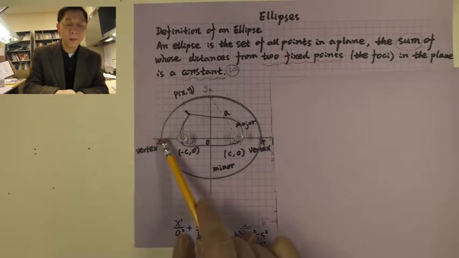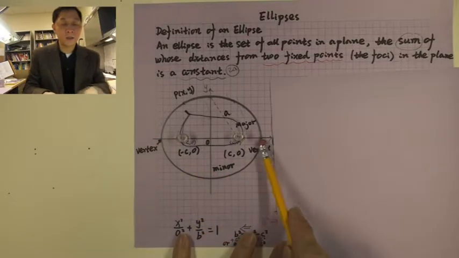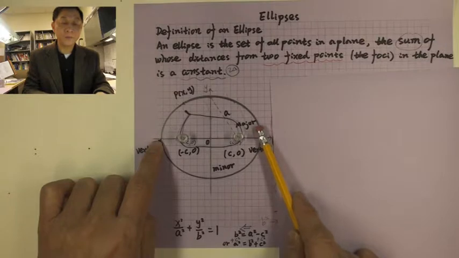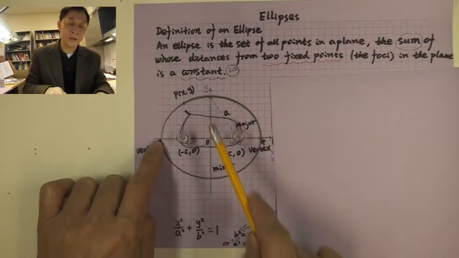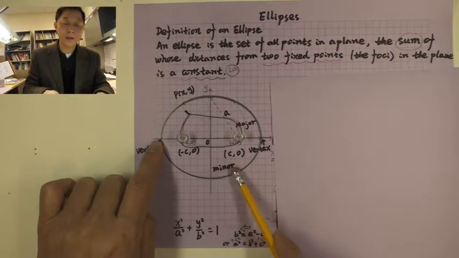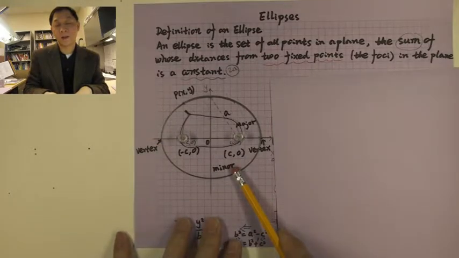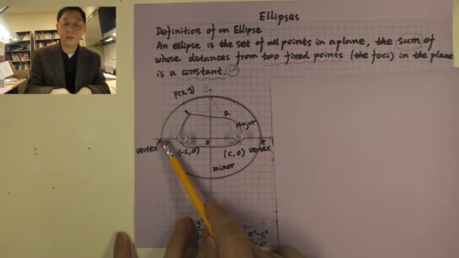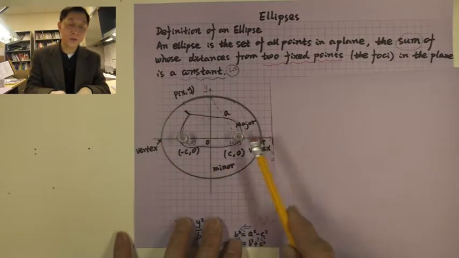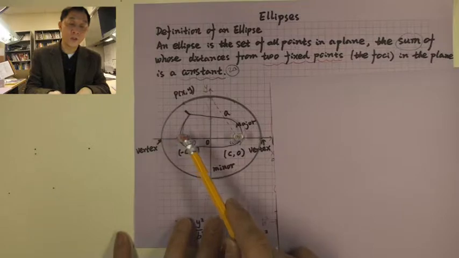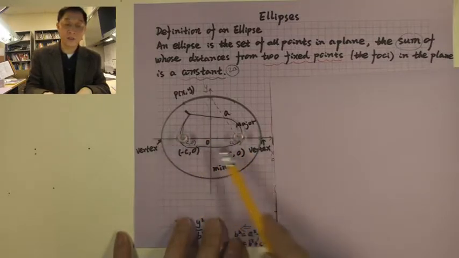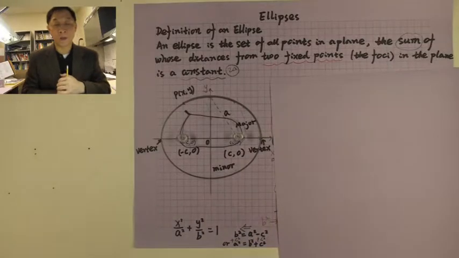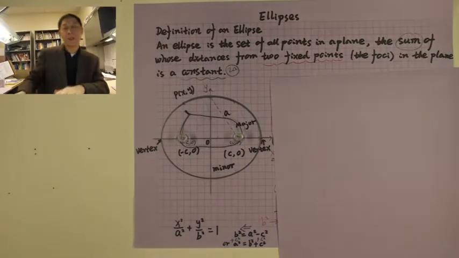And then between here and here, those 2 vertices, we call it a major axis. Between this point and here, we call that minor axis. It's shorter. And the major axis is longer. And you see right down here, the foci are always on the major axis. That's the thing we want to be clear.